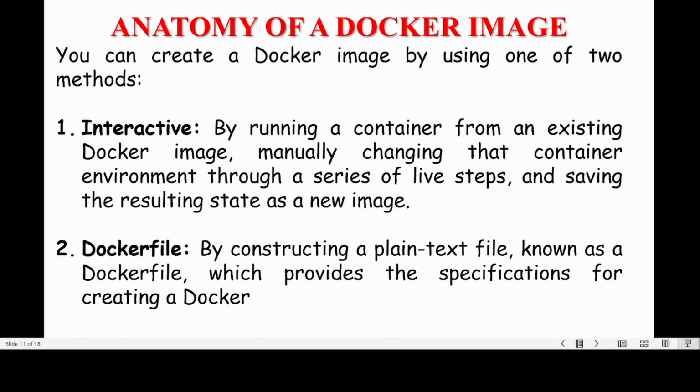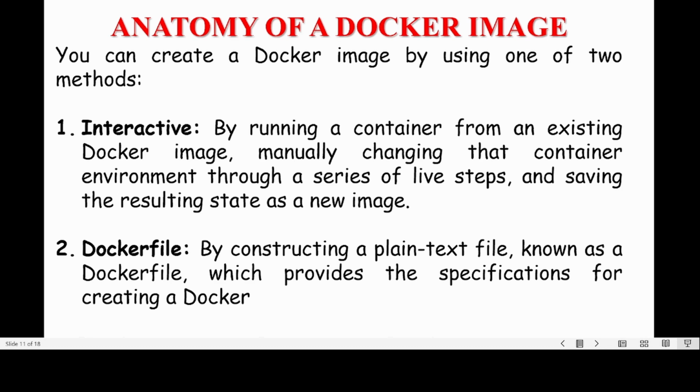Now, how are these images created? I want to run an application on my server, on my machine. I need an image for me to run a container, and that container is actually my application. So how do we create this image? Now there are two methods. We have the interactive method and we have the Dockerfile. We are going to start with the interactive method.